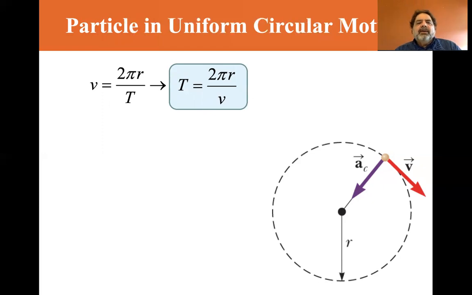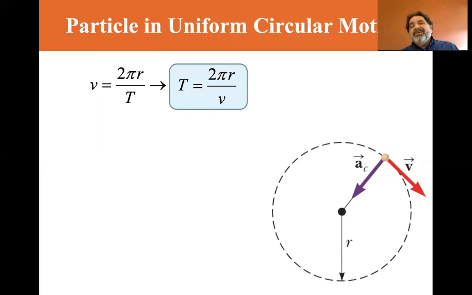Here we've just swapped out the T for the V. You could do that exchange mathematically. The period is 2 pi r divided by the velocity. So in other words, if you've got the same circle and you increase your velocity by 2, then your period reduces to 1/2. In other words, if you double your velocity, it only takes you half the time to go around the same circle.